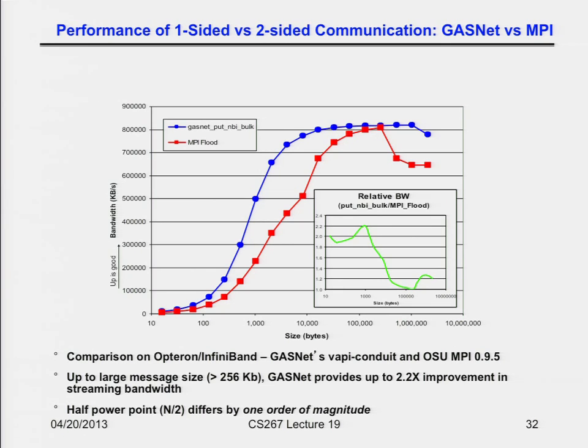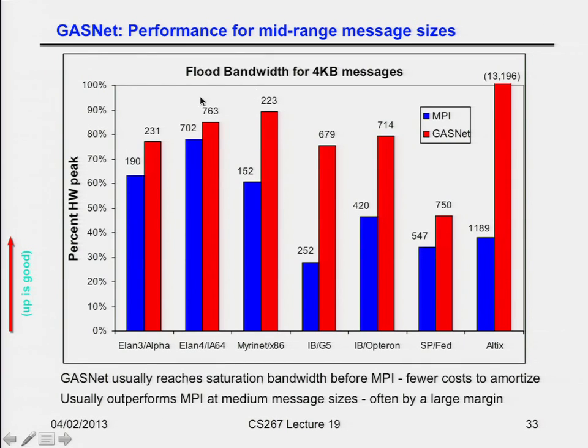So let me show you some other measurements here. This is what fraction of the peak bandwidth I can get using MPI versus GasNet on a whole bunch of different platforms. Sometimes it's the same platform, but with different networks. And the vertical axis is the percentage of peak. This is what fraction of the total bandwidth I can get if I'm sending little 4K messages. And you can see that GasNet gets a much larger fraction of them than MPI does.